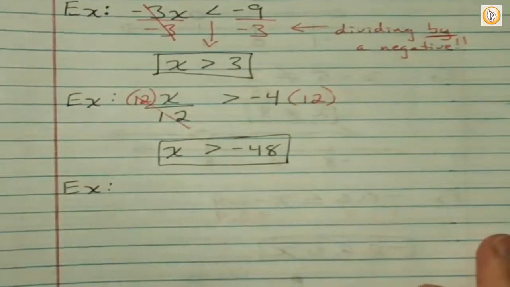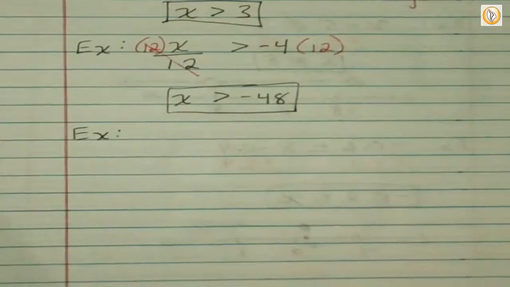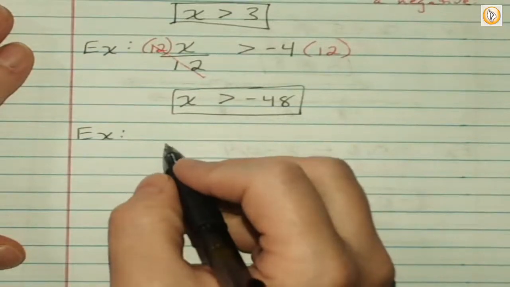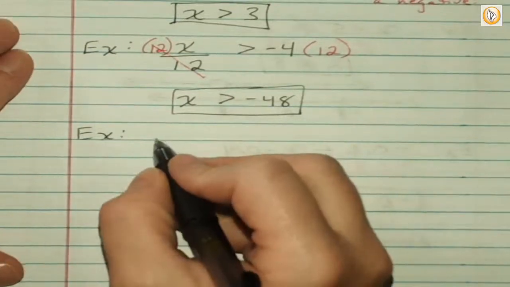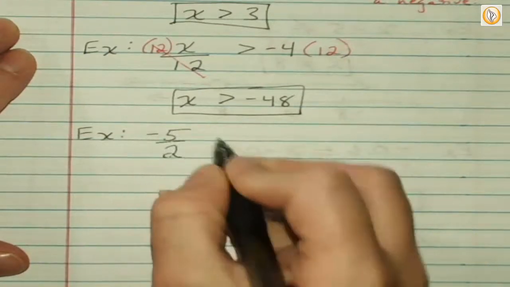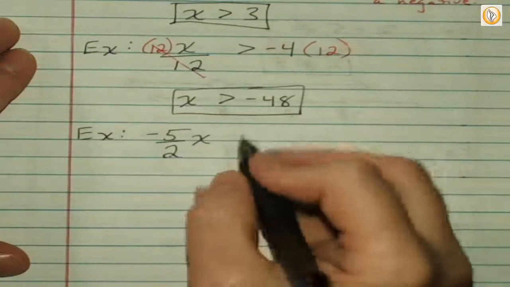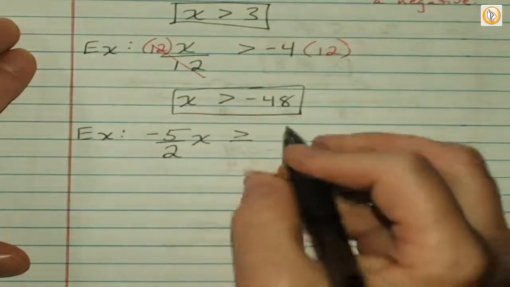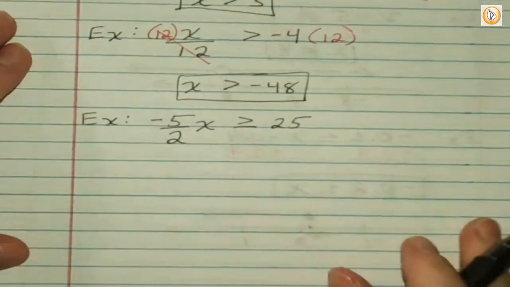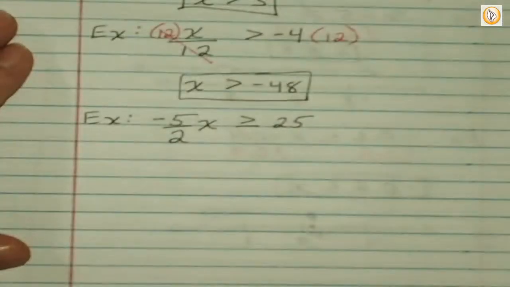All right. I'm going to do another example of very common mistakes. You guys have done this before. Someone in here is probably going to do it this time. So watch very carefully. Aiden, this is yours. -5 over 2x is greater than or equal to 25.